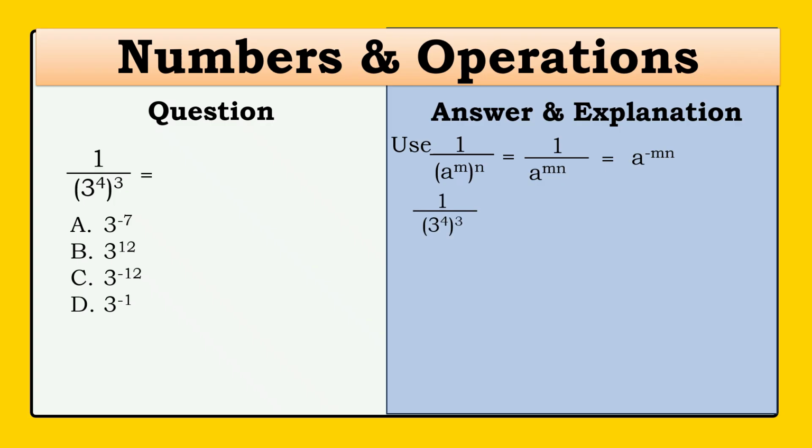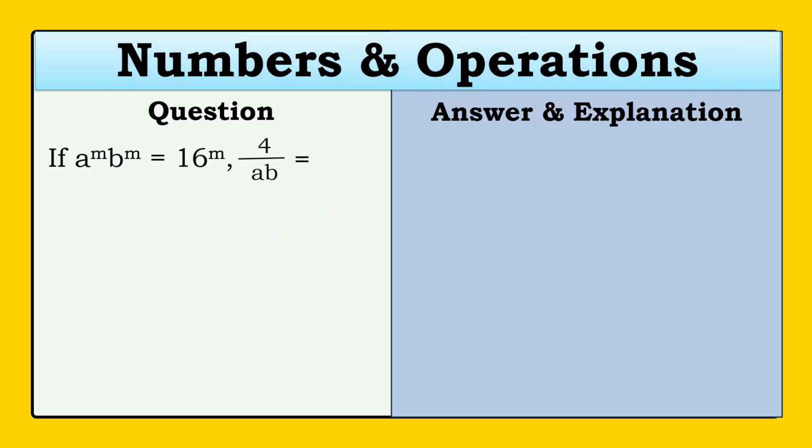1 over the quantity of 3 to the 4th raised to the exponent of 3. First, multiply the exponents. We have 1 over 3 raised to the exponent of 12. Using negative exponents, this can also be written as 3 raised to the exponent of negative 12. So our final answer is 1 over 3 to the 12th, or 3 to the negative 12. And this is letter C.